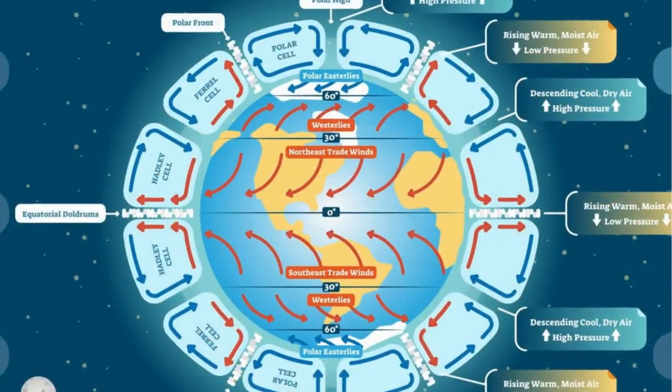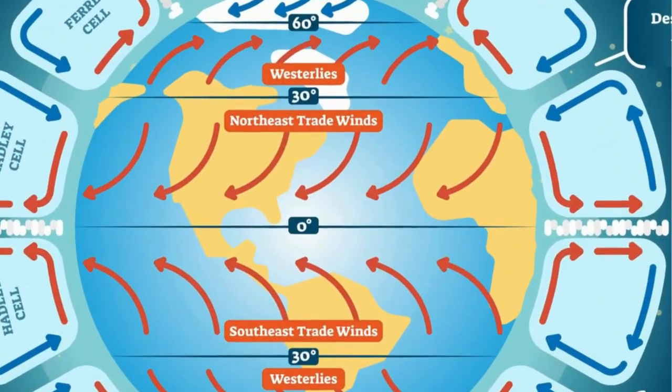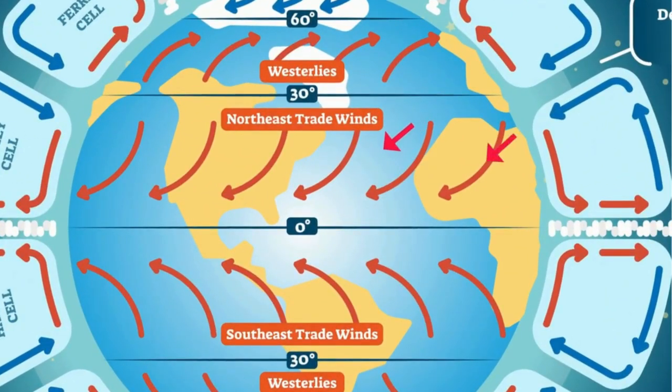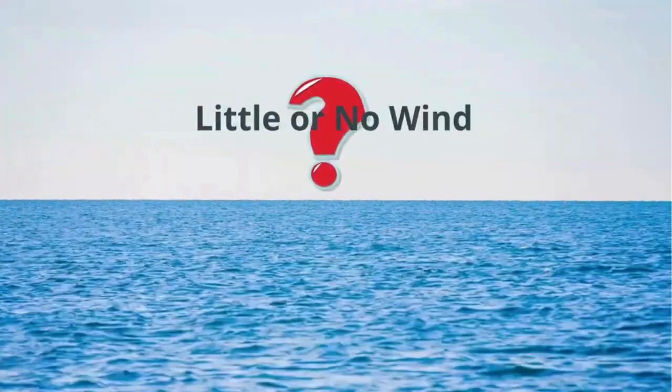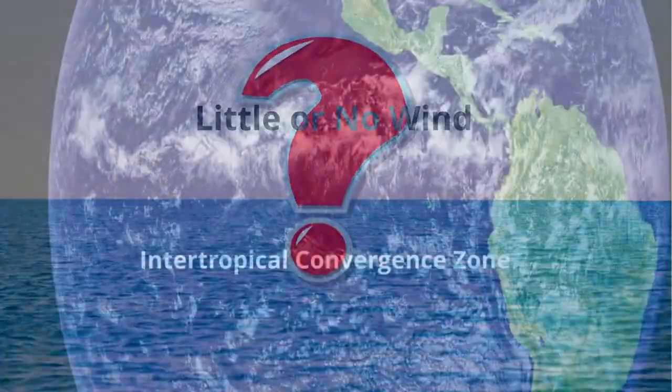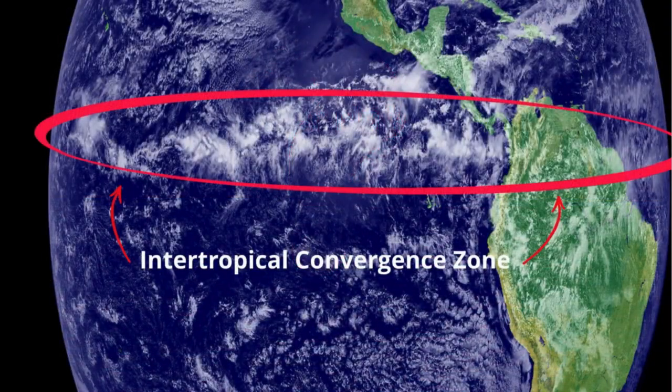The trade winds will move from the high-pressure area of 30 degrees towards the equator, which has low pressure. They are also called the tropical easterlies because they blow from east to west. Are there areas with little wind? The doldrums, also called the intertropical convergence zone, are such a place.